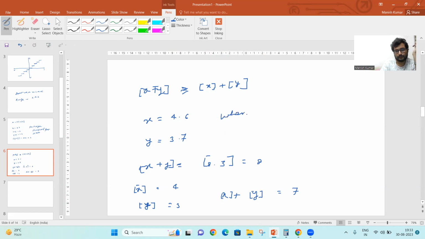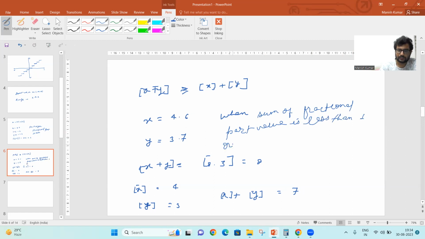When the sum of integral parts, the sum of the fractional parts, when the sum of the fractional parts is less than 1, or both are integers.